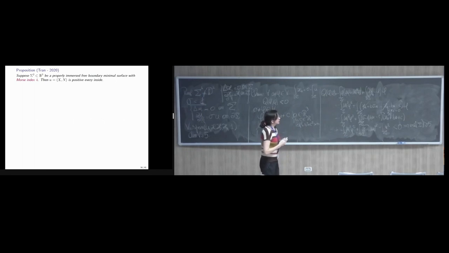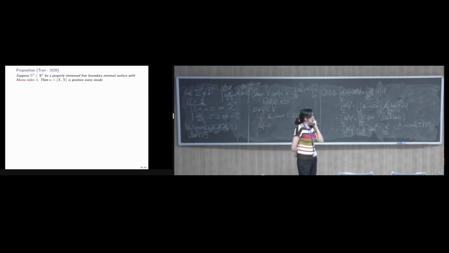Now I talk a little about some results that Trump provided. Trump provided a lot of results. In this paper, he provided some results about free boundary minimal surfaces with index 4. So let's move on. Suppose that sigma is a free boundary minimal surface in the ball, properly embedded, with index 4, mostly index 4.